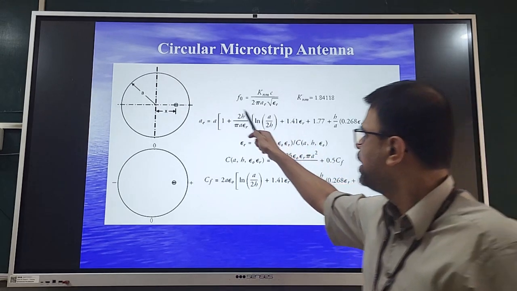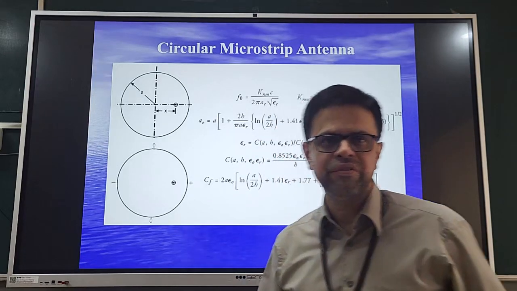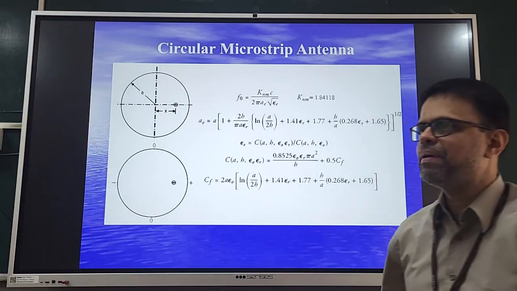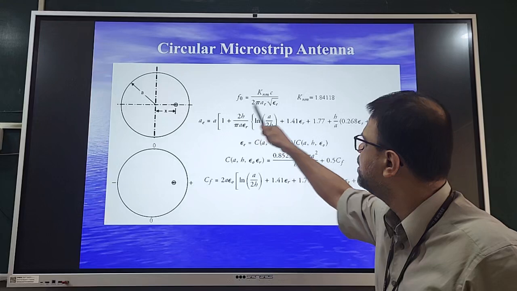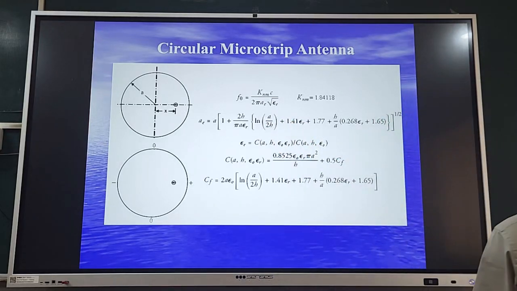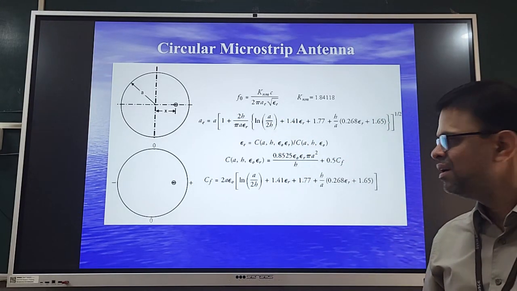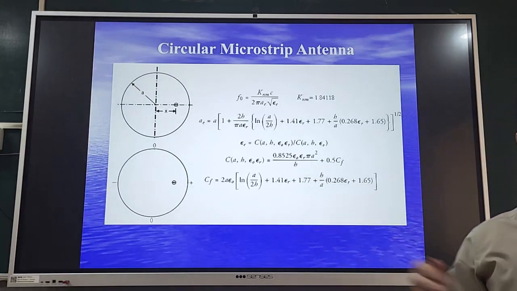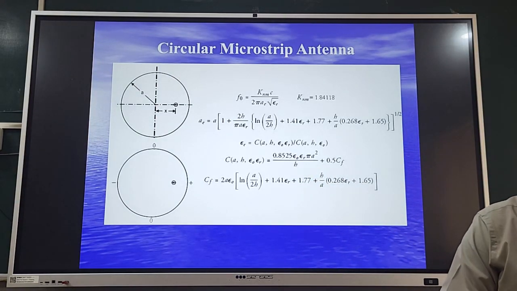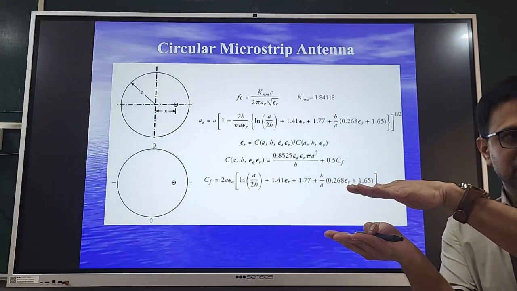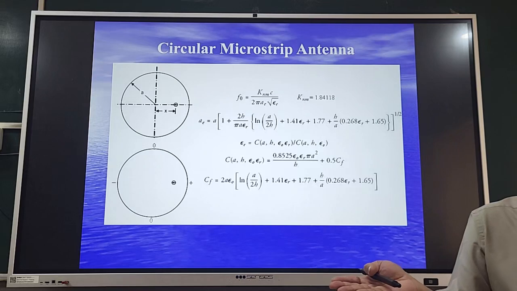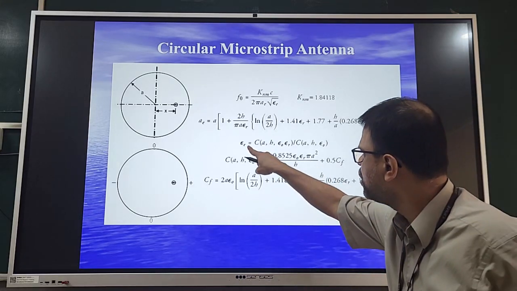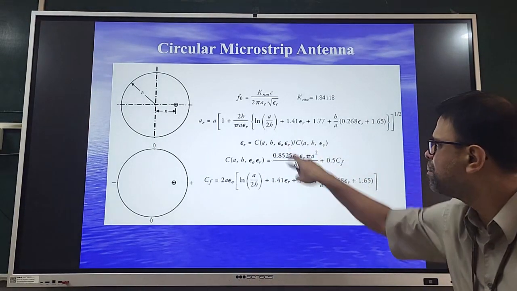So if A is variable, epsilon R is also variable, because all along the perimeter of the patch the fringing is going to take place, like which was seen in the rectangular patch. And that estimation of AE while considering the fringing effect is a complex procedure. What they actually calculate is the capacitance of the circular disc when the dielectric material is there and when air is there for the same thickness. Based on that, epsilon E is calculated. It is the ratio of the two capacitances.